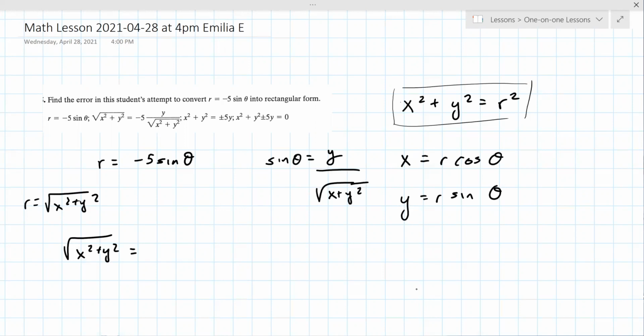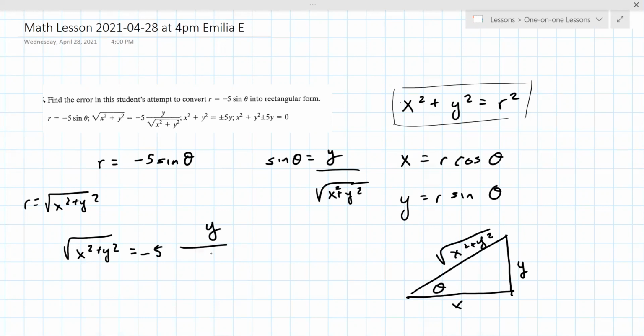Imagine that comes from this, where if this is theta, this is x, this is y, and this is the square root of x squared plus y squared, then the sine of theta is the opposite over the hypotenuse. So that's where sine theta comes in here, y over the square root of x squared plus y squared. The issue I see is that when you solve this for r, it is actually plus or minus the square root of x squared plus y squared. So that could be one source of error.